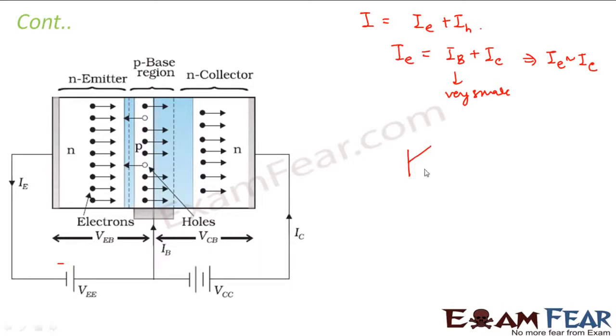So in this case, how do we represent it symbolically? For an NPN transistor, if this is N, this is P, this is N, what would be the direction of conventional current? If you see, the electrons are moving from emitter to base, right? That means the direction of conventional current will be from P to N. So this would be the direction of conventional current. So that is why we represent the arrow in this way in case of NPN and PNP respectively.